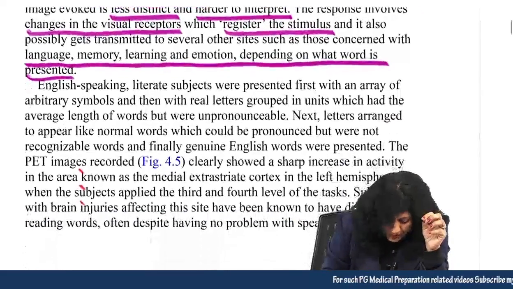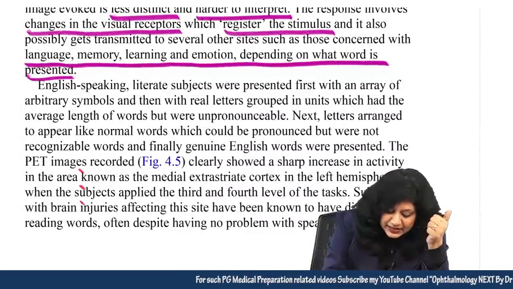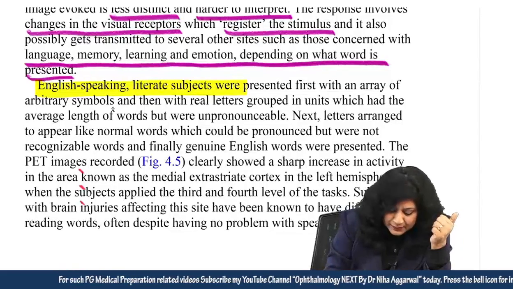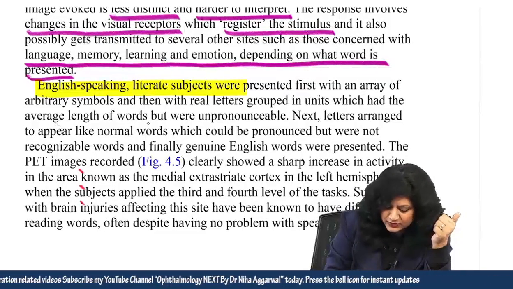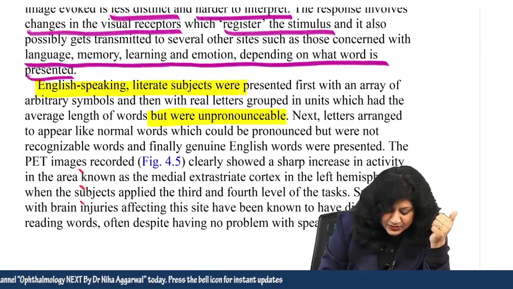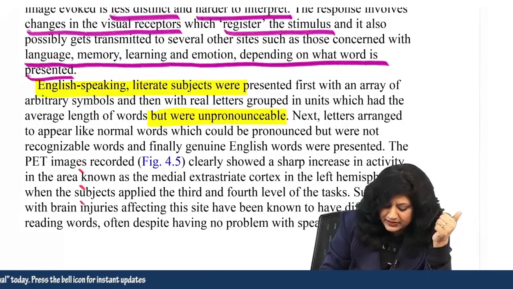Now if I talk about the English speaking, so English speaking literate subjects were presented first with an array of arbitrary symbols, then with real letters grouped in units which had the average length of words, but they were unpronounceable. Next, letters arranged to appear like normal words which could be pronounced but were not recognizable words, and finally genuine English words were presented.